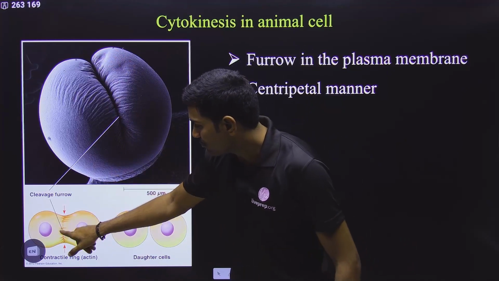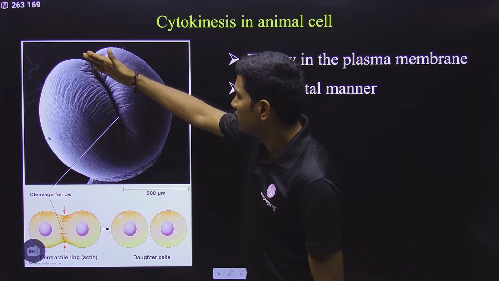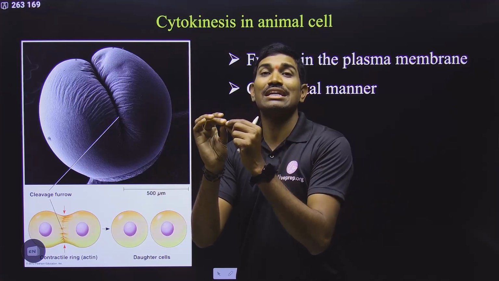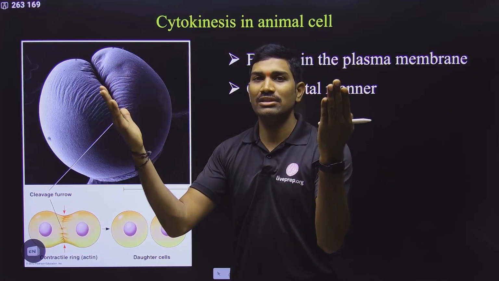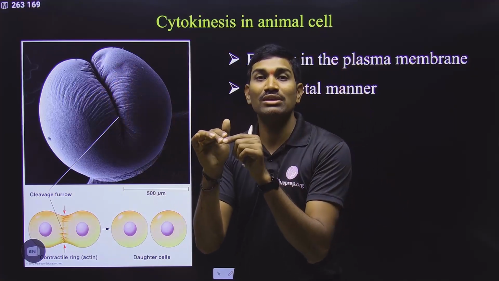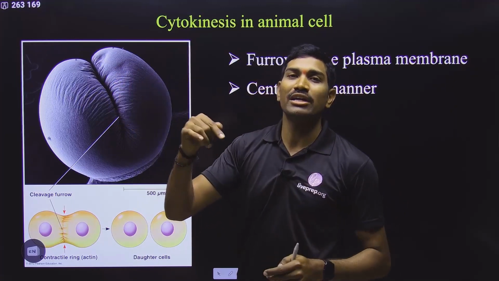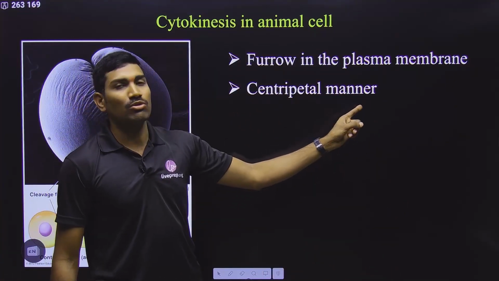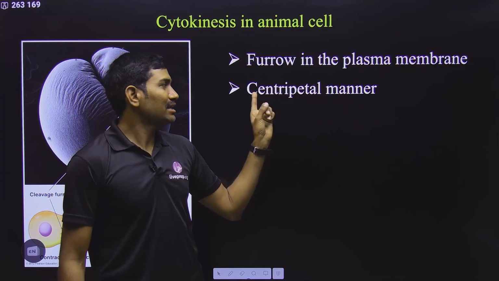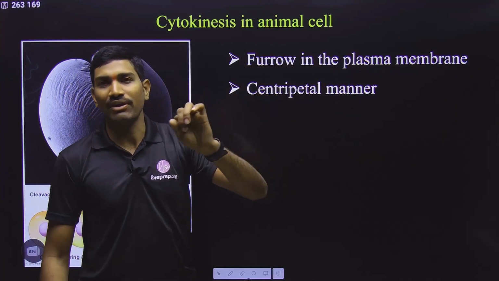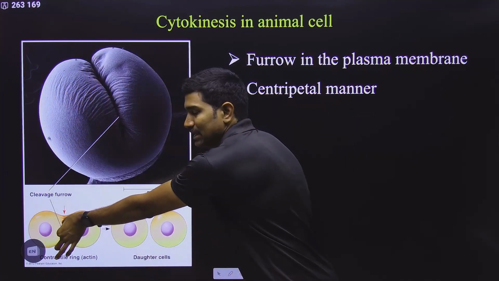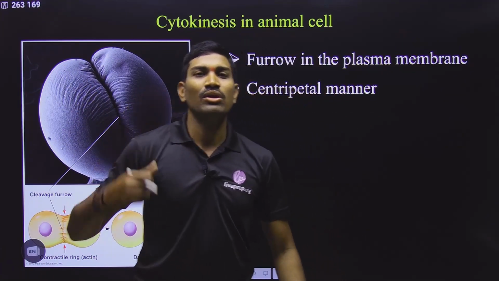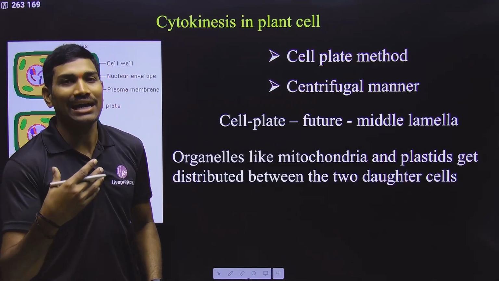This cell furrow or cleavage starts on the surface and finally reaches the center of the cell. Since it starts on the surface, or periphery, and goes to the center of the cell, this type of movement is called centripetal growth. So this furrow extends by centripetal growth, and once it meets at the center, the cell divides into two daughter cells. This is how cytokinesis occurs in the case of animal cells.